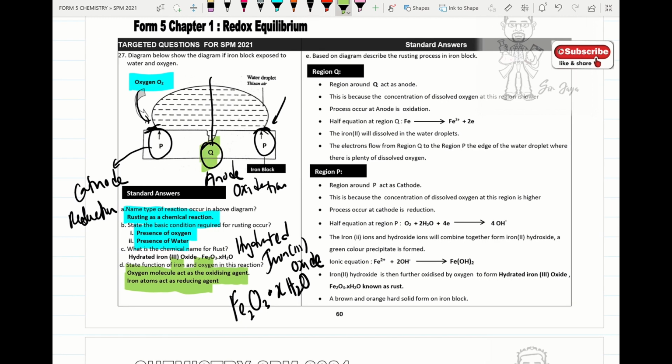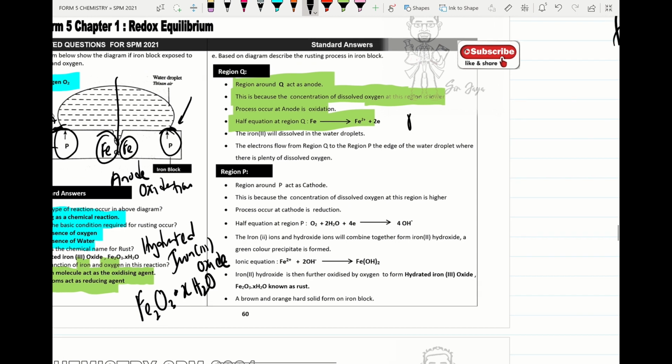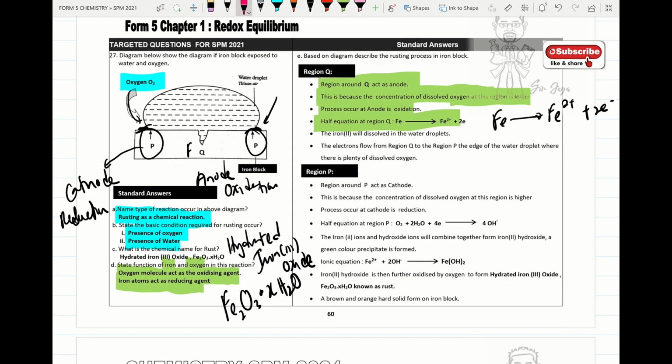So how to answer region Q? I take region Q here. Region Q acts as the anode. Why? Because in this region, the concentration of dissolved oxygen is lower. The process that occurs is oxidation. For the half equation, the iron atoms that are present in the iron block undergo oxidation. The iron atom loses electrons and forms iron(II) ion. Once they form iron(II) ions, they will diffuse and dissolve in the water droplet.